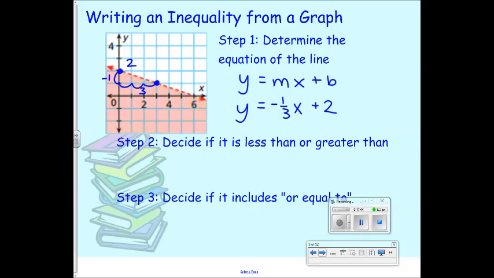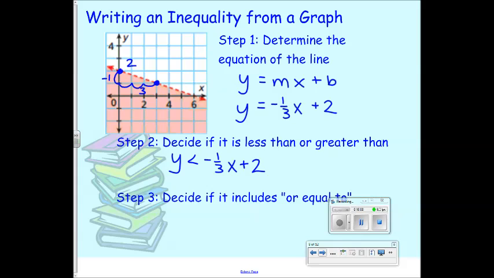Now, is it going to be less than or equal to or just less than? Just less than. How come it's not or equal to? What kind of line is it? It's a dotted line. So I don't put the line underneath it because it's a dotted line.